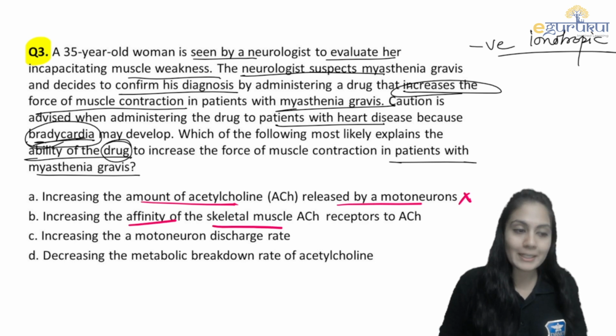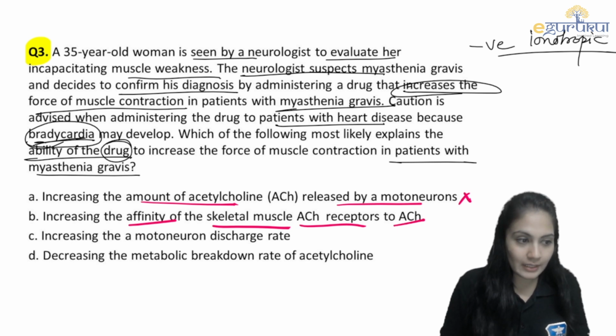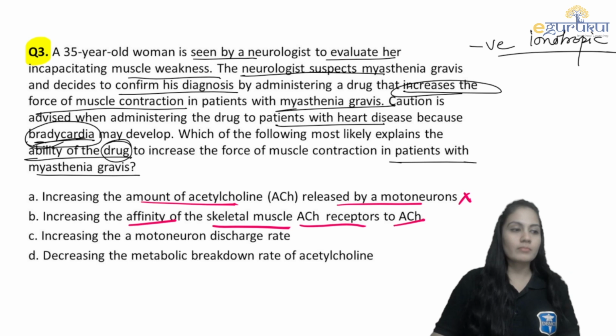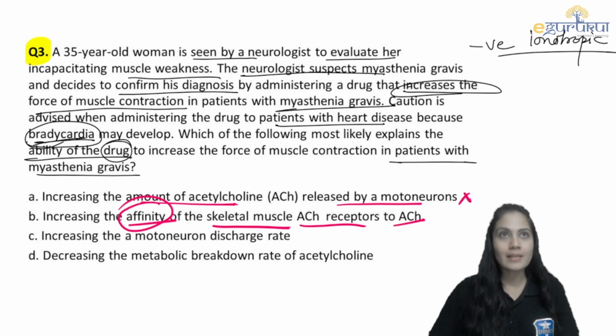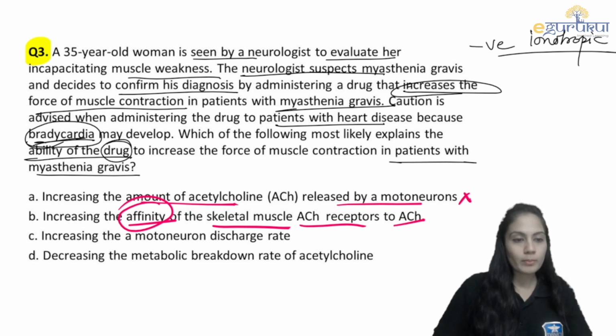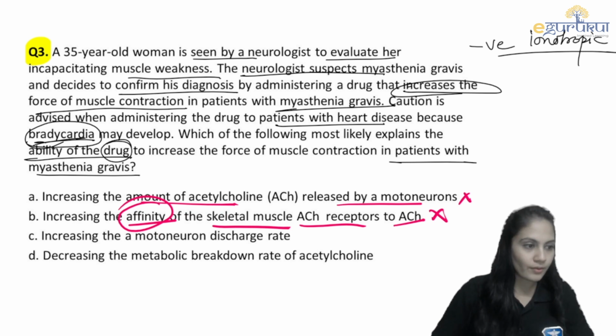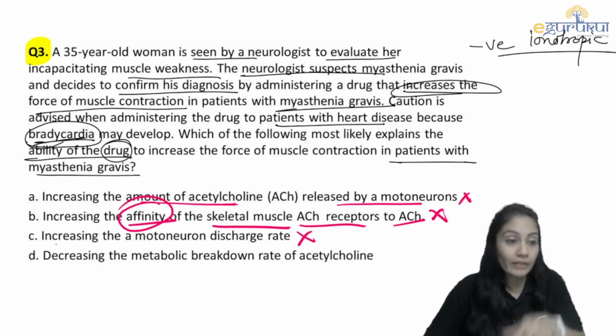Increasing the affinity of the skeletal muscle acetylcholine receptor to acetylcholine. There is no such drug that directly acts on this affinity. Obviously this is going to be blocked by the autoimmune antibodies. So what we can do, we'll see later on, but this cannot be the answer. Increasing the motor neuron discharge rate: if the receptor is blocked, obviously the motor neuron discharge rate is not going to be increased by itself magically, right? We are not living in a fantasy world.